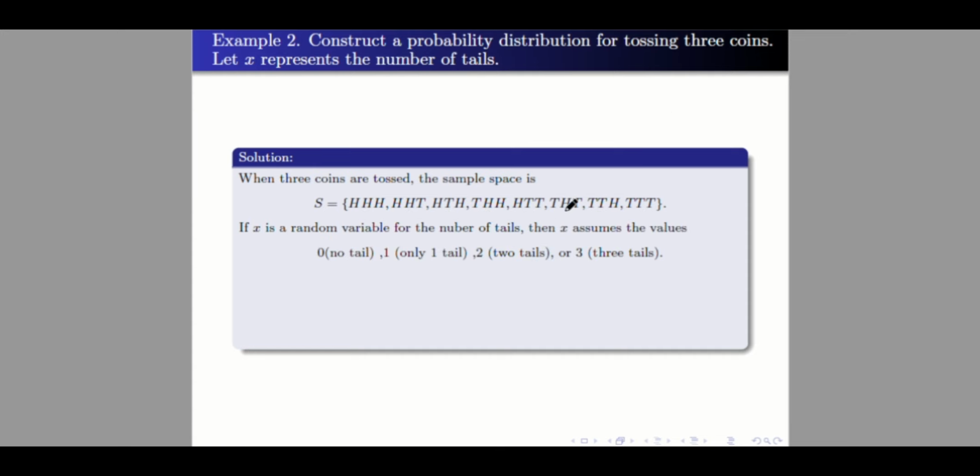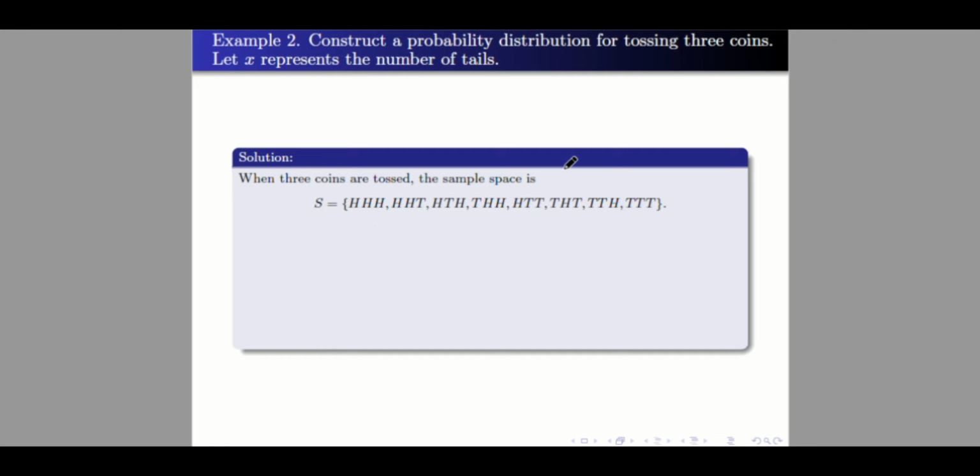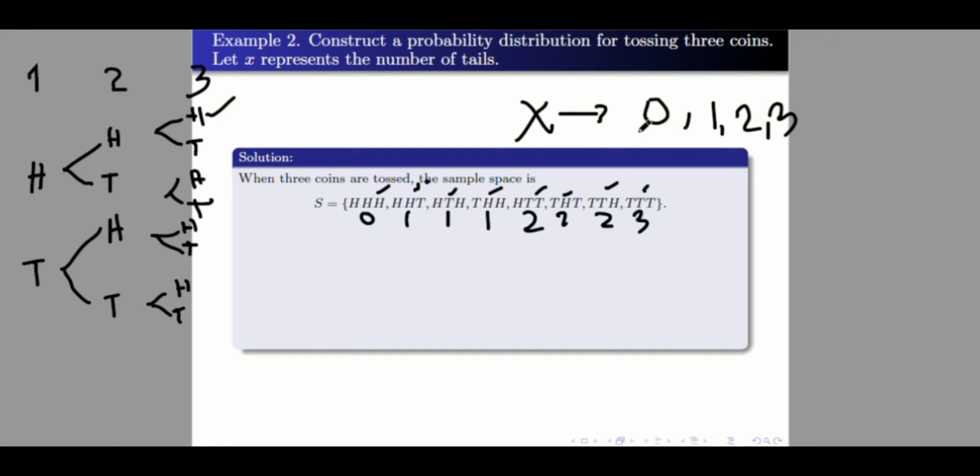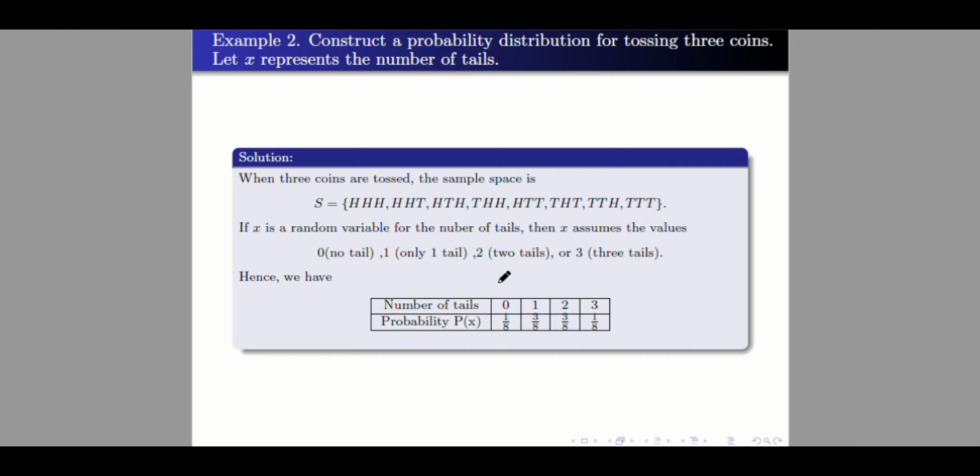So if x is the random variable for the number of tails, then x assumes this, as I've explained earlier. So 0, 1, 2, 3. Hence, we have this. So this is our x. So 0, 1, 2, 3.